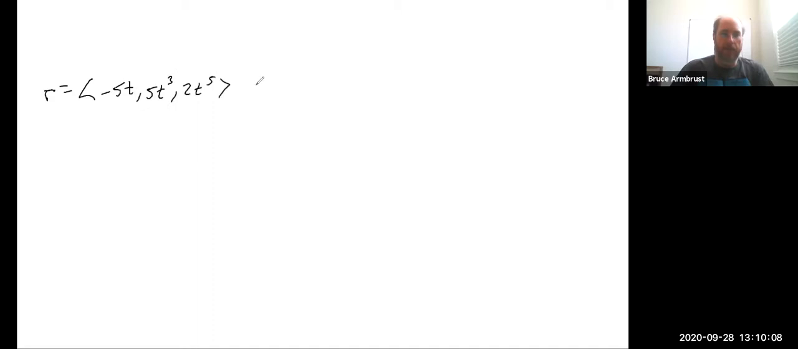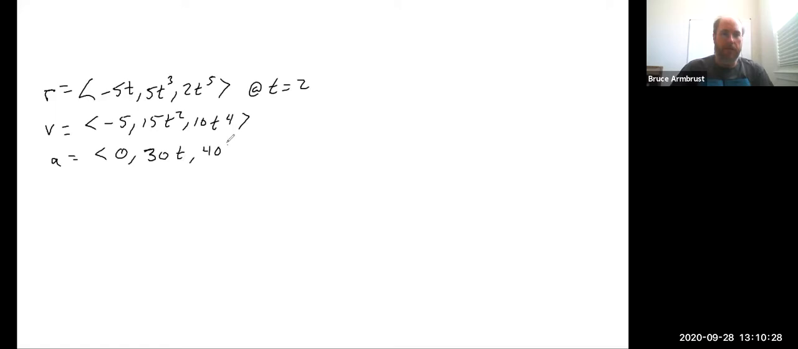All right, so let me go ahead and first put down what R here is. So we've got R is equal to minus 5t cubed, 2t to the 5th. And again, we're going to be looking at t equals 2. So let's get our velocity. Velocity is the derivative of this. That's minus 5, 15t squared, 10t to the 4th. And then the acceleration is the derivative of that. So 0, 30t, 40t cubed.